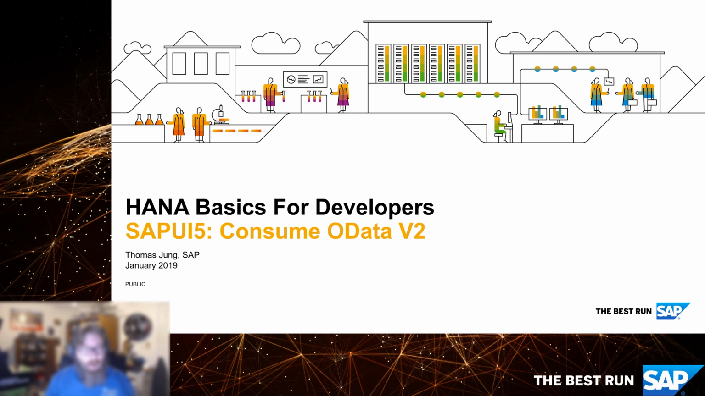Now, of course, two videos ago, we did already see an example, but there we did dynamic initialization and we bound it in our code. Let's see some actually more simplified approaches to consuming a basic OData V2 service.